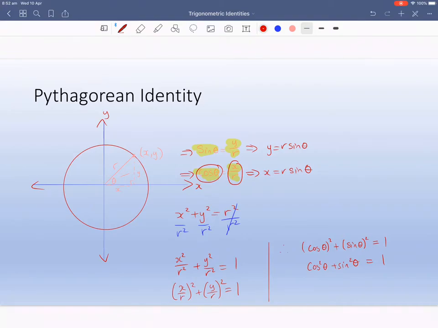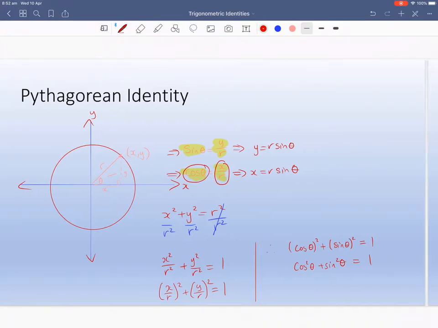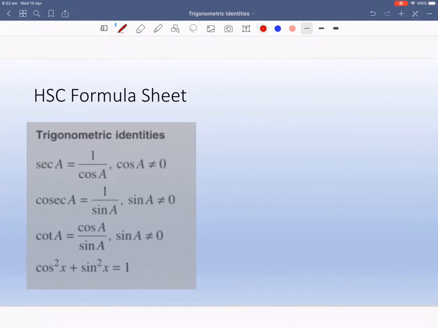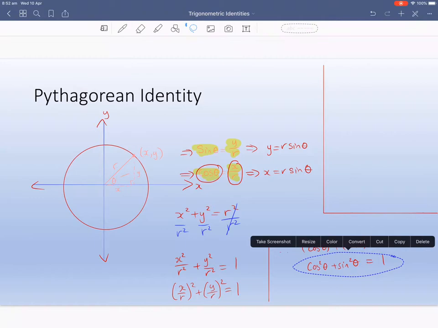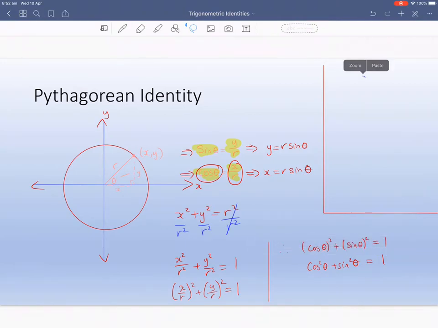Really, really important identity, okay? So important that it's actually in your formula sheet. See, it's right here, okay? Now from that, we actually have 2 more identities, okay? So I'm going to use this, all right? I'm going to copy, paste, all right? And we're going to develop 2 more identities, all right?